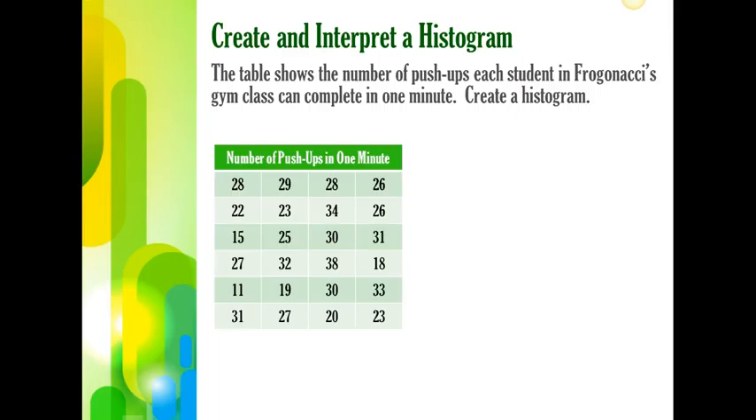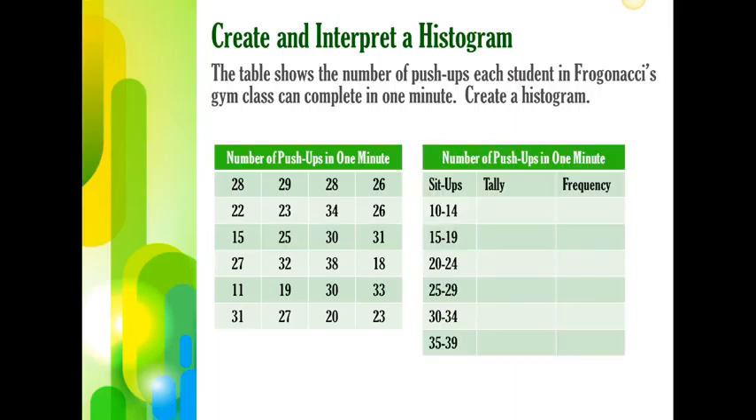Next, we need to pick an interval. Since we're going from 11 to 38, we don't want to pick something too big, such as going by 10s or 20s, because then we won't have very many bars. We also don't want to pick something really small, such as going by 2s, because then we'd have too many bars in our graph. While there is not just one right answer, you do need to pick something that is reasonable with the data you are working with. I think going by 5s would be reasonable with this set of data.